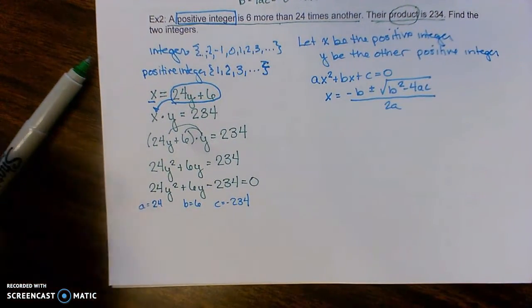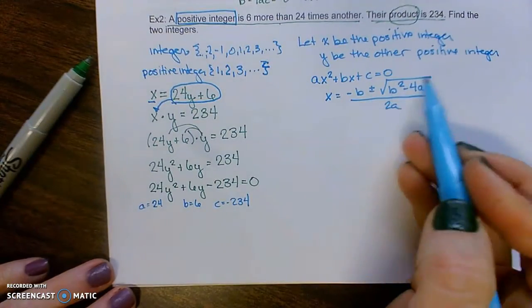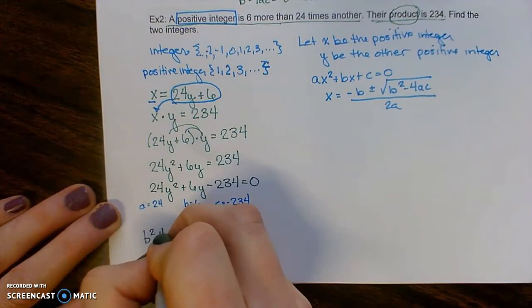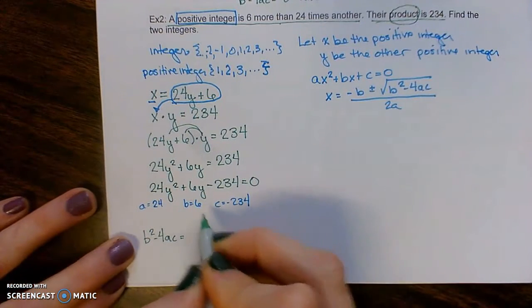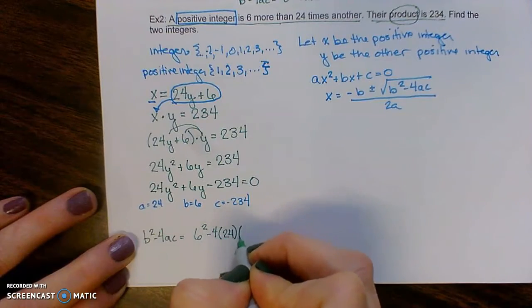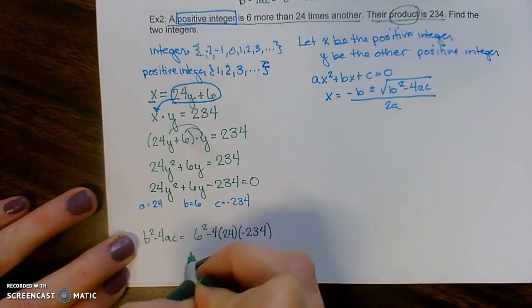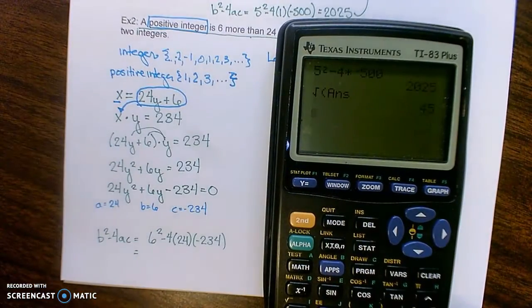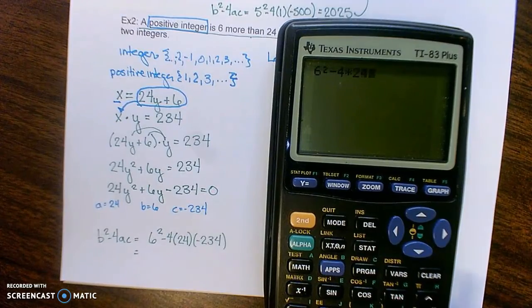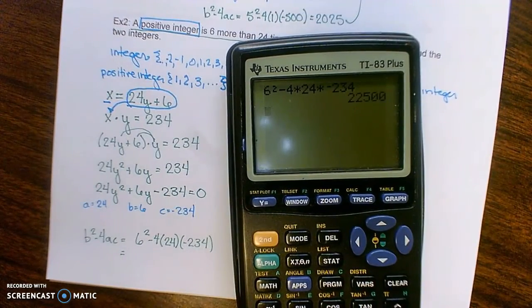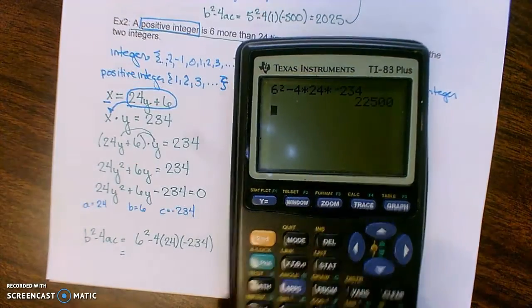And I really like to do the discriminant calculation first. So I'll do the b squared minus 4ac. So b is 6. So 6 squared minus 4 times 24 times negative 234. I'll just plug that right into my calculator. So 6 squared minus 4 times 24 times negative 234. Okay, 22,500.